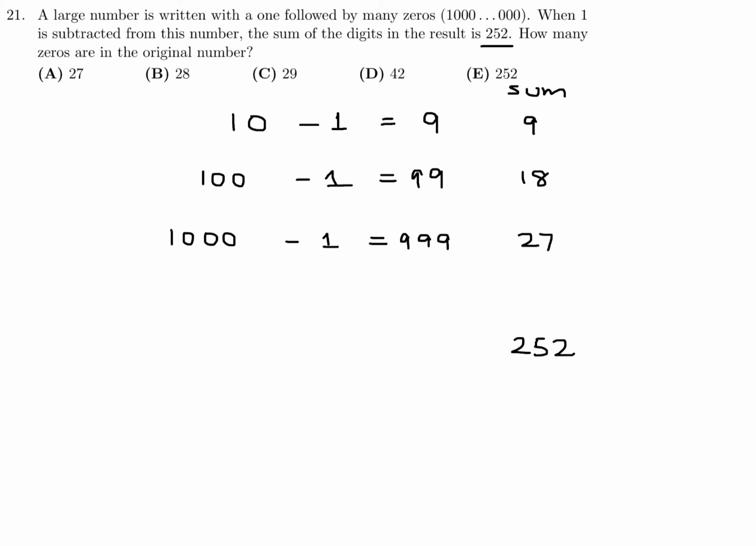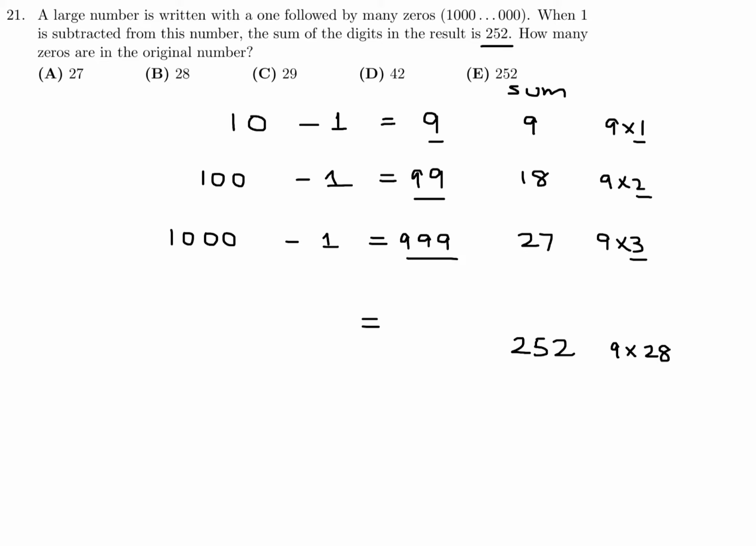Okay, well, this was 9 times 1. This was 9 times 2. This was 9 times 3. What's 252? 252 is 9 times 28. So let's see. Over here, this is 1, we had 1 9. This is 2, we had 2 9s. This is 3, we had 3 9s.